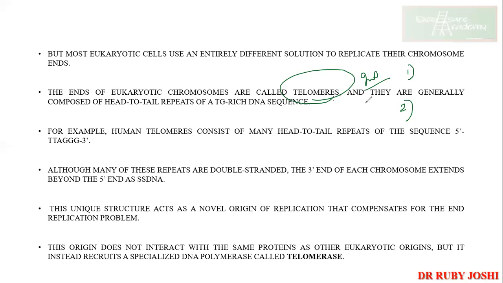Yes, ma'am. Okay. So, for example, in the case of human telomeres, it mainly consists of a head-to-tail repeat of the sequence 5' TTAGGG. If possible, please remember the sequence, because once you remember it, how exactly telomerase functions becomes easy. It is not much, it is small. There are 6 nucleotides, TTAGGG. You only need to remember that.